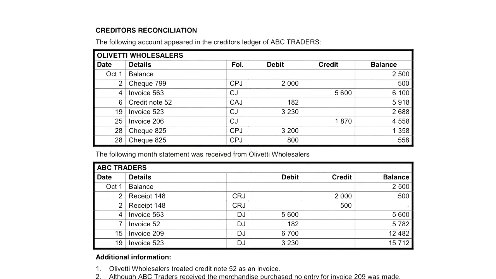Good morning. We will do creditors reconciliation again today. The following account appeared in the creditors ledger of ABC Traders.